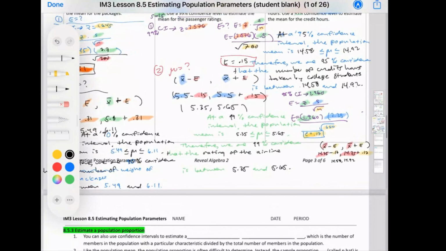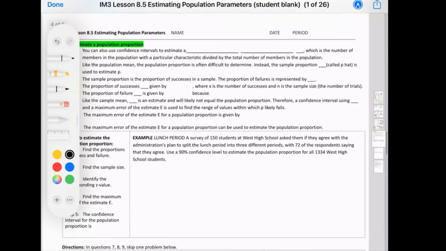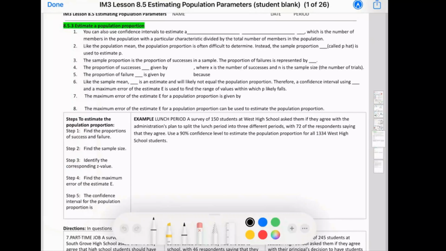Okay, so that was 8.52. Let's move on to the next one. All right, 8.53, estimate a population proportion.